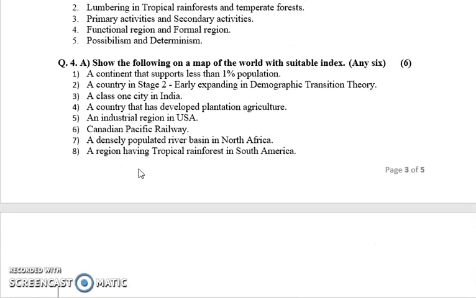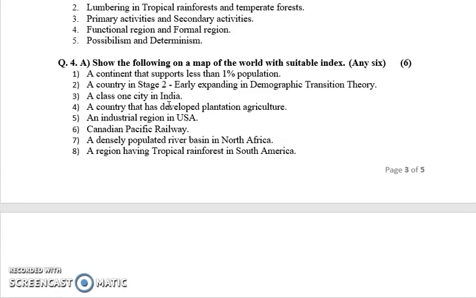Next is question number 4. Here you have to see all these points. A total of 8 points are given, any 6 you have to write. These are given for 6 marks. Here you have to plot all these points on your world map. The continent that supports less than 1% of population.